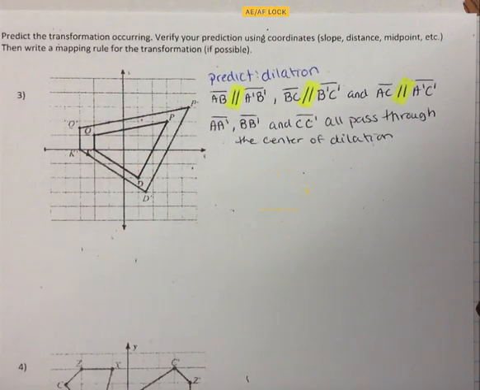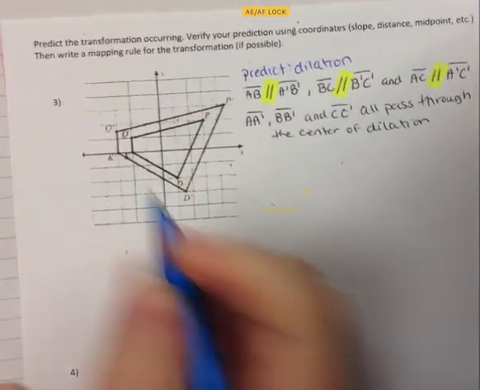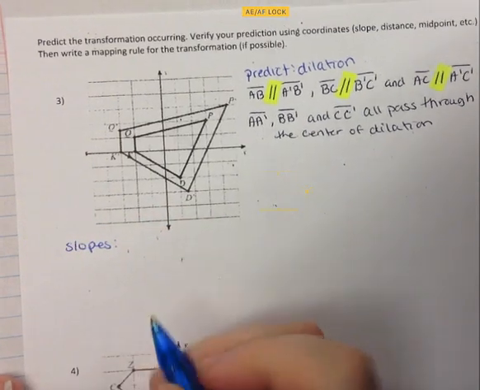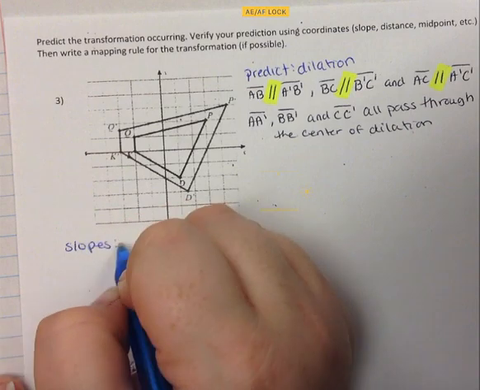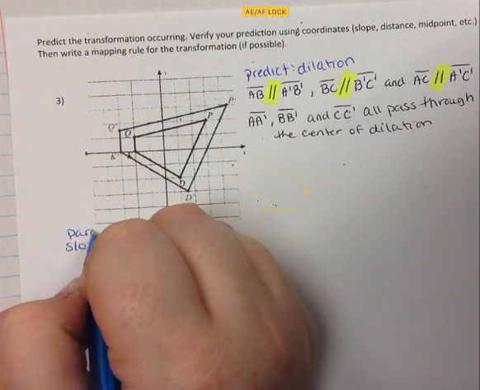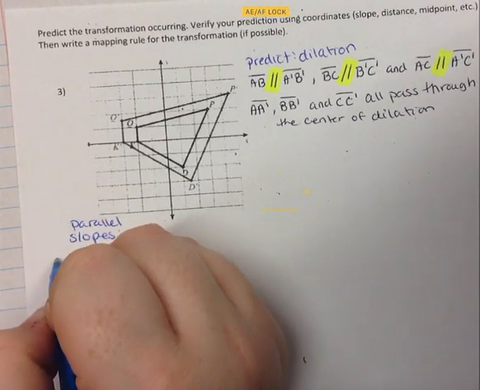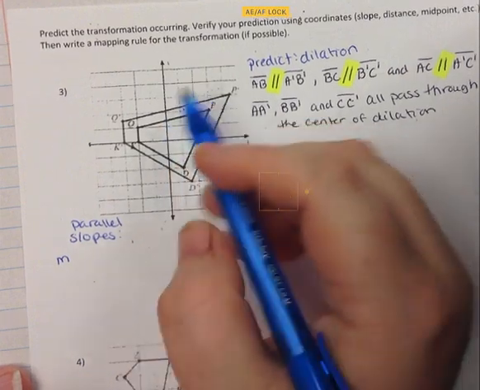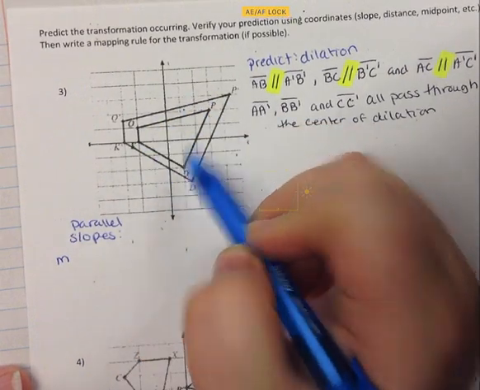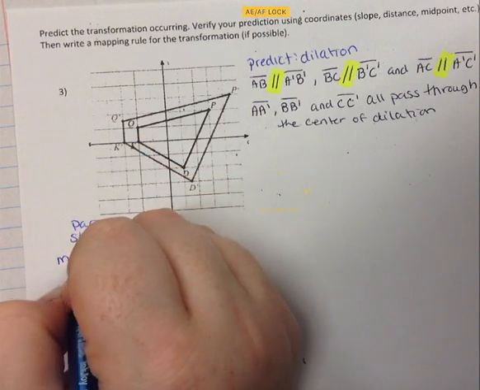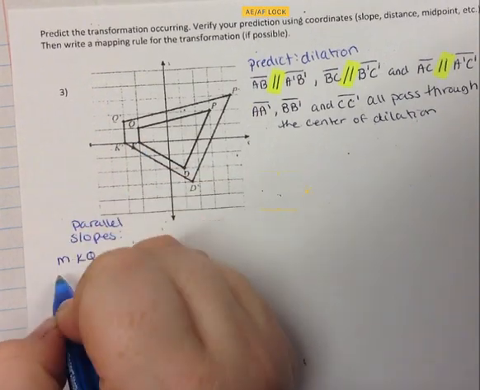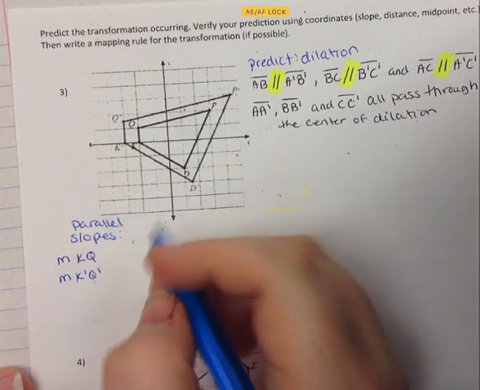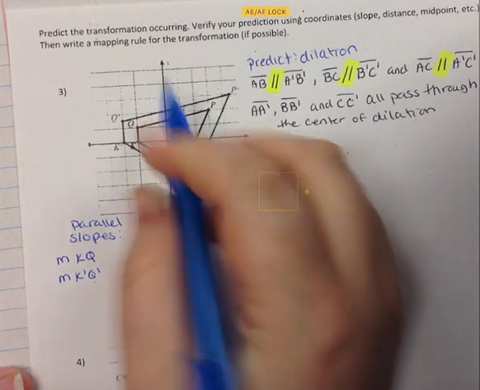So if we do this, we do our slopes. I'll put it down here, slopes. We want to do this because of parallel. So we want to find the slope of, since it's AB from our pre-image, we really have the letters K, Q, P, and D. So I'll find the slope of KQ. We'll find the slope of K prime, Q prime. Then we'll do the slope of QP.